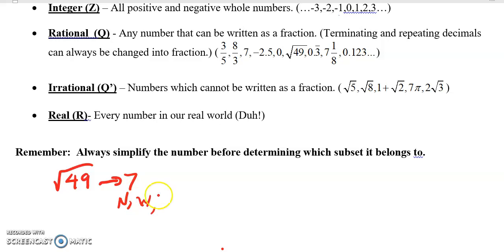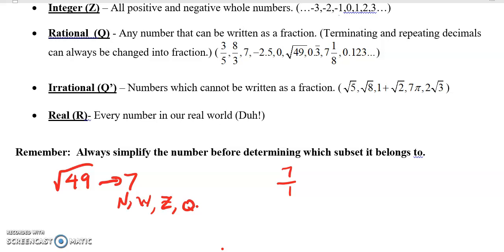Well, is 7 also going to be an integer? Well, we said that integers are always whole numbers and their negatives. So I would say that 7, since it's a whole number, must also be an integer. And then I come to rational. Well, can I write 7 as a fraction? Because that's what rational means. It means I can write it as a fraction. Well, 7 can easily be turned into a fraction by putting 7 over 1, and therefore it's rational.